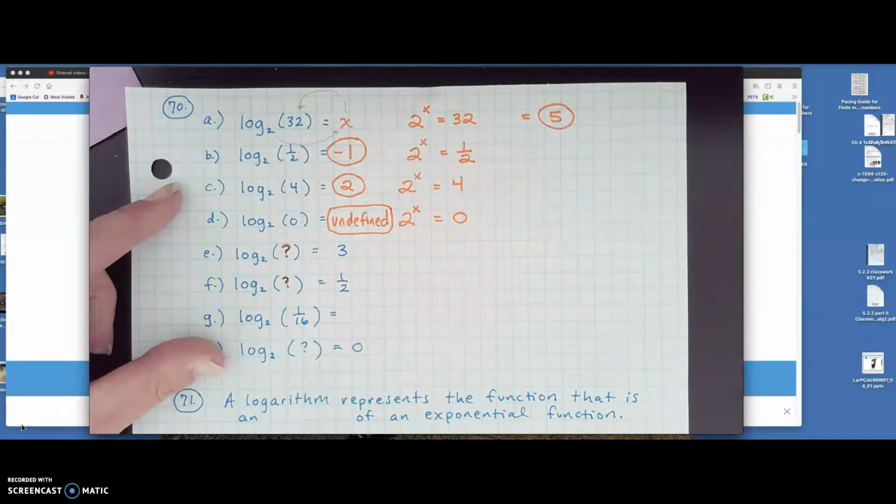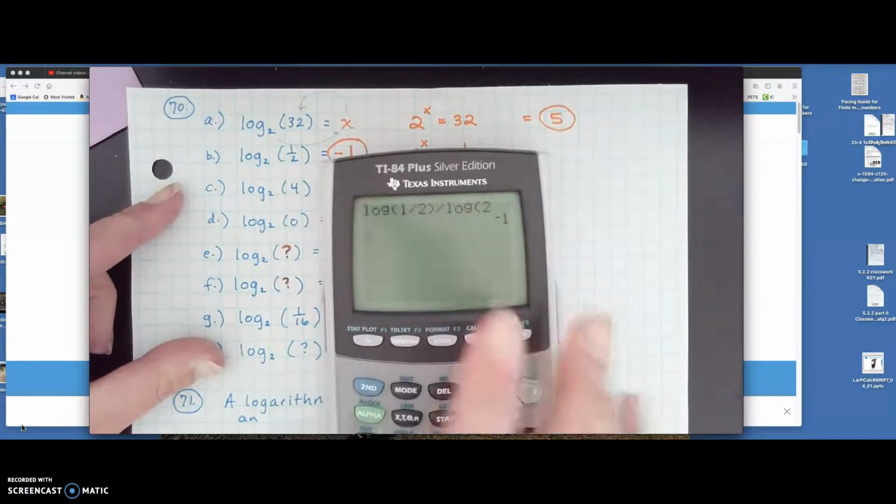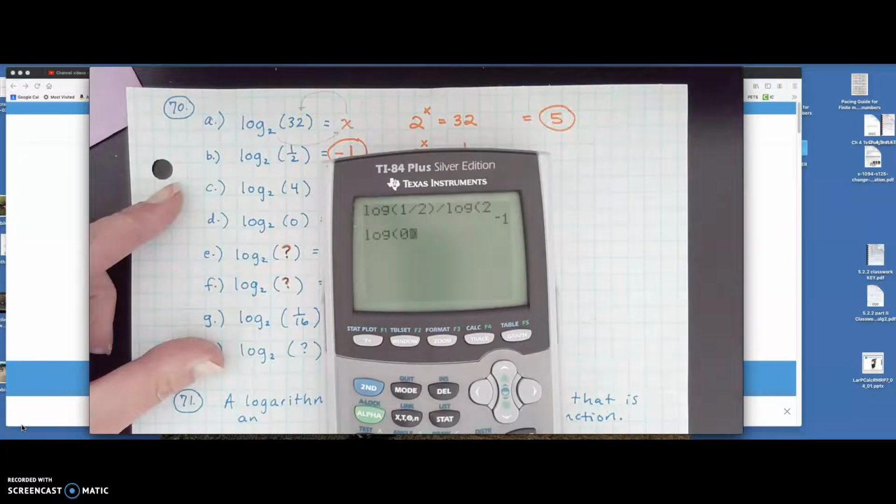And I could just do that in the calculator to show you. So if I did log of 0 divided by log of 2, it's error.